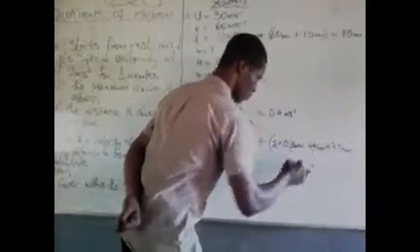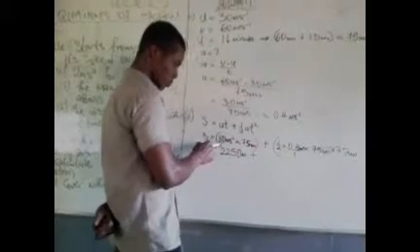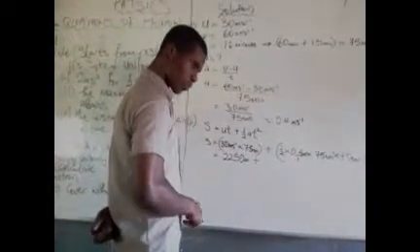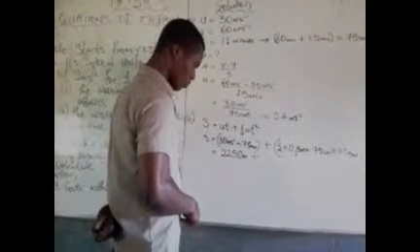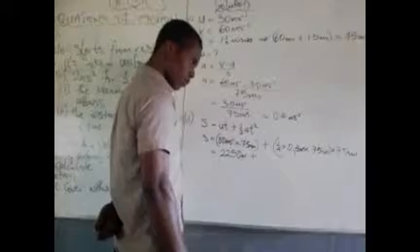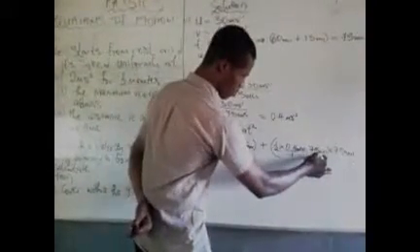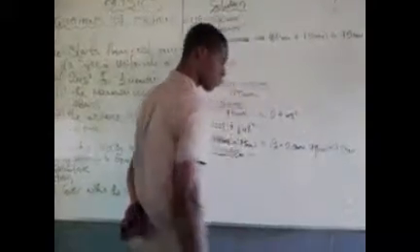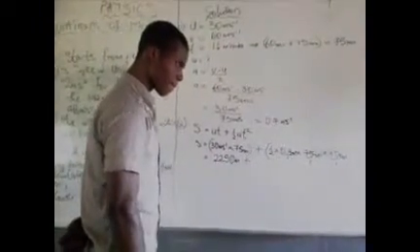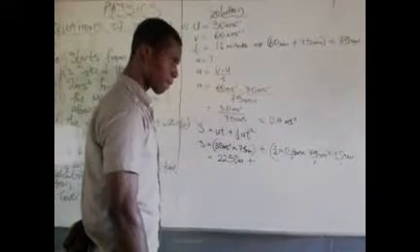I repeat, s equal to, open bracket, 30 meters per second times 75 seconds, that's u times t, close the bracket, plus, open another bracket, half times 0.4 meter per second squared times 75 seconds times 75 seconds. Close bracket, because it is t squared. T squared means you have to multiply 75 seconds times 75 seconds.